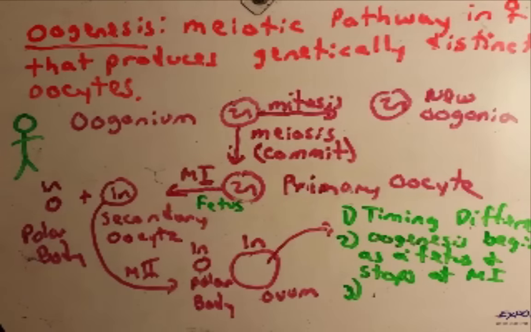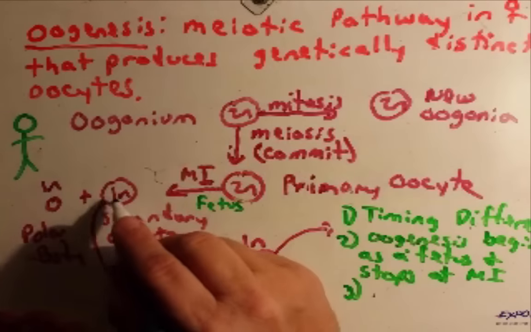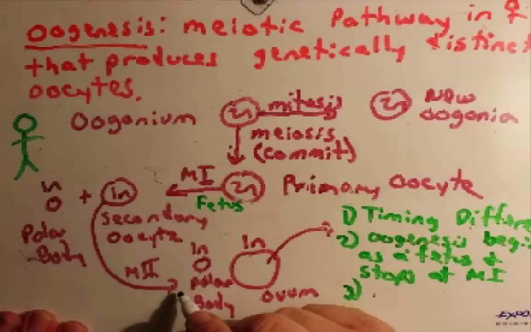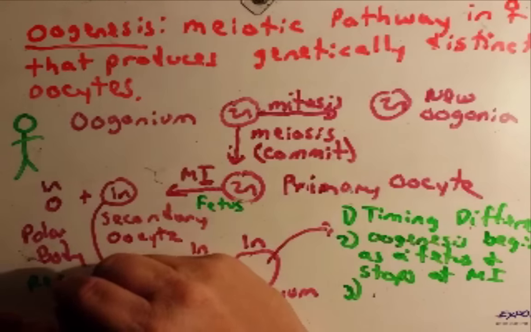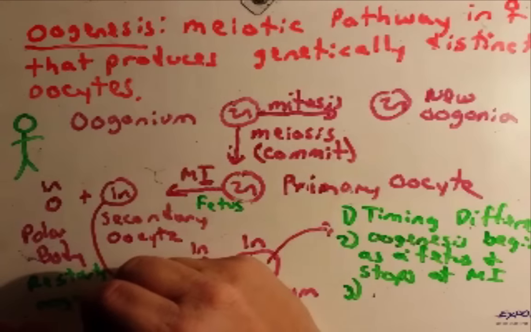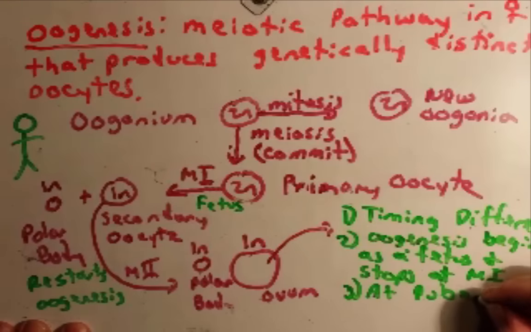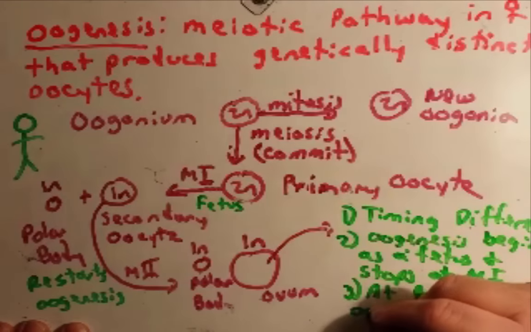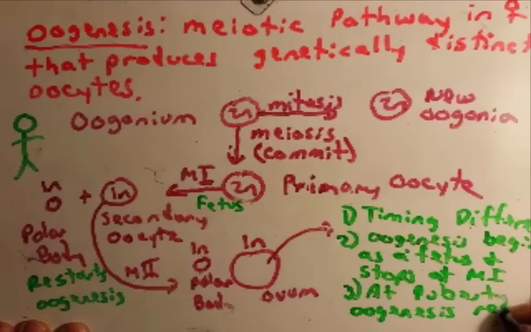Once the woman hits puberty, each month one egg re-enters meiosis as it's released. So this second meiotic stage will reinitiate oogenesis. So I'm going to write over here, restarts oogenesis. So I'll say at puberty, oogenesis restarts.